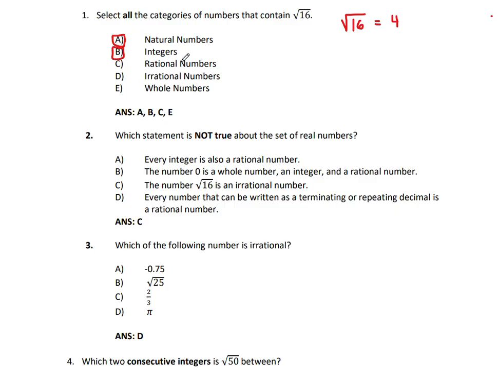Now is 4 a rational number? Now what are rational numbers? Rational numbers are numbers that can be expressed in a fractional form. In essence, rational numbers are numbers that can be expressed in the form p divided by q, as I have written here, where the denominator q is not equal to 0.